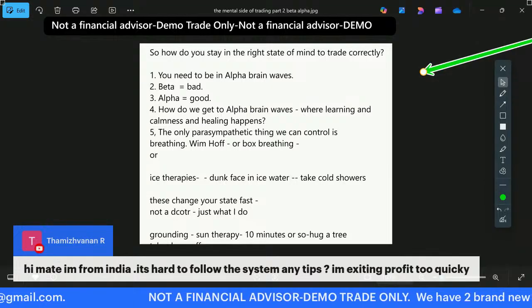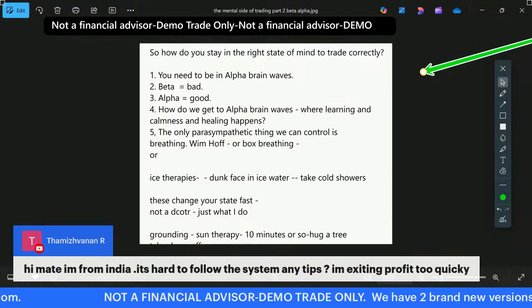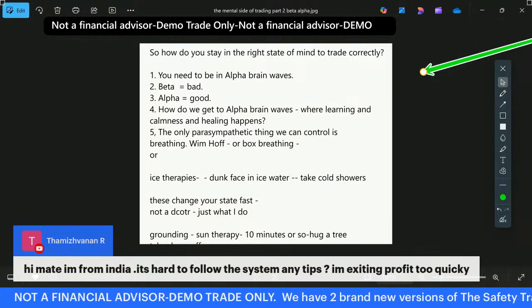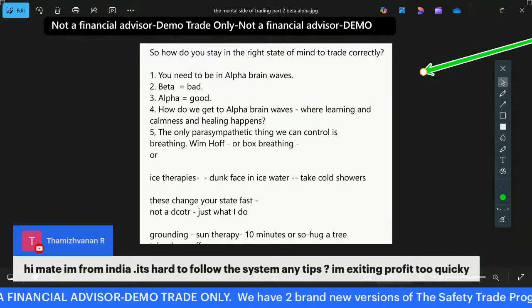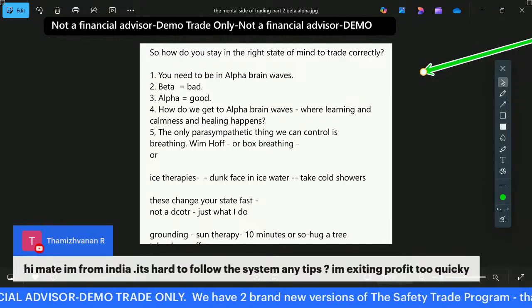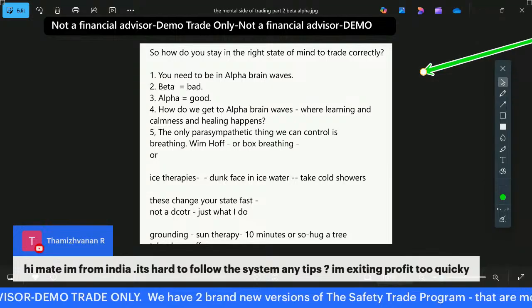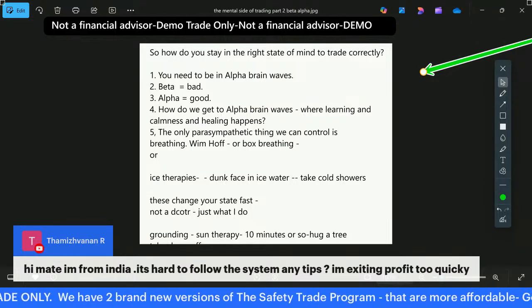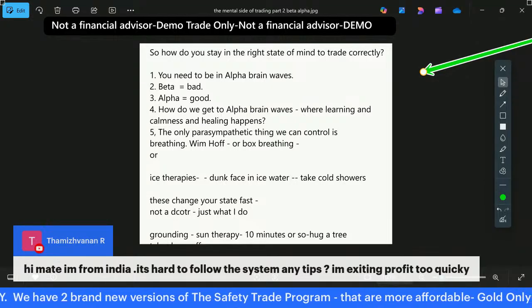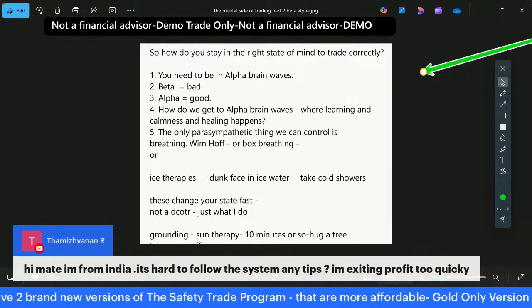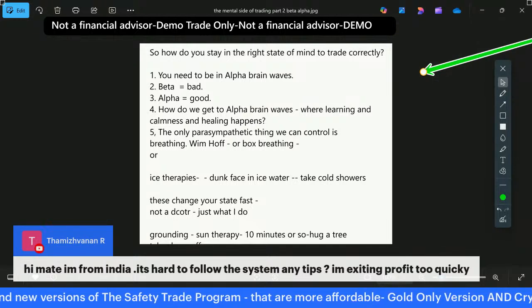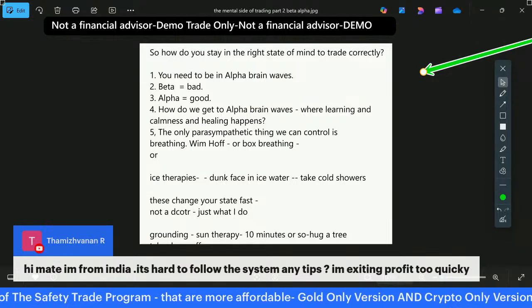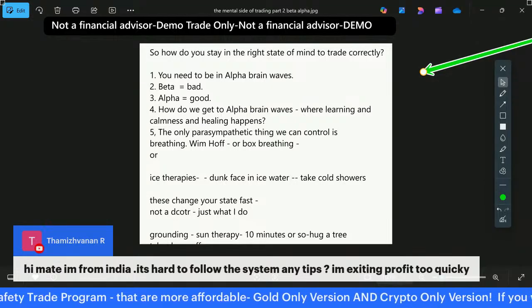Control your breathing. Do Wim Hof breathing or box breathing. That'll bring you down into alpha. Dunk your face into ice cold water. That'll bring you down to alpha from beta. You can do grounding, sun therapy. You can eat better. Hug a tree. You can do all these things to help yourself get down into alpha. Do meditation, do yoga, do weightlifting, do puzzles. All these things help you go from beta to alpha.